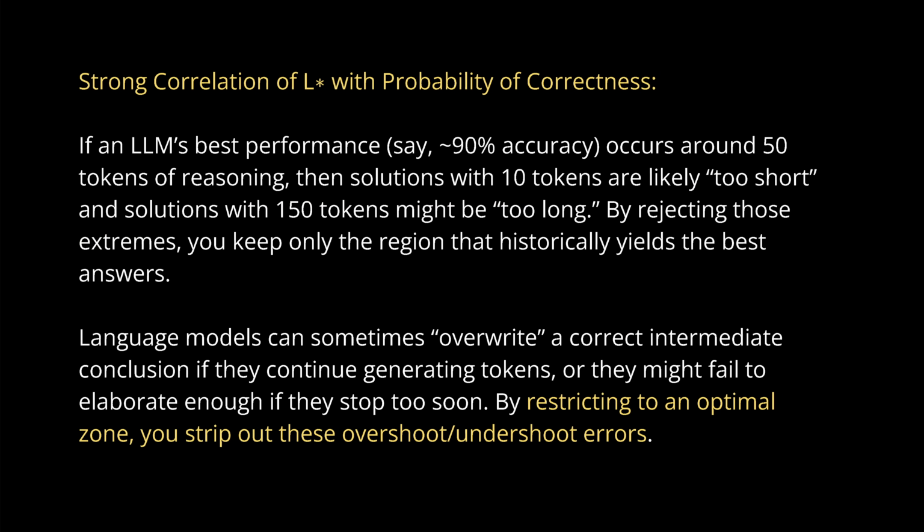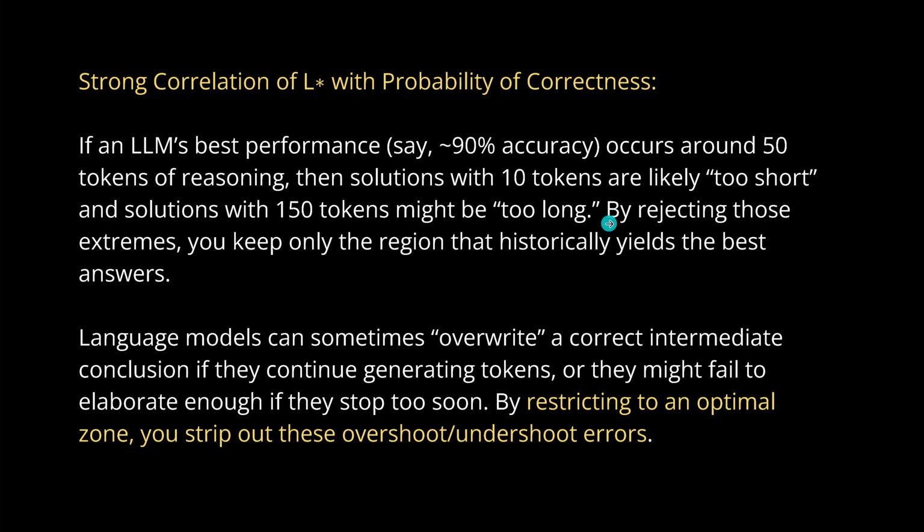They tell us there's a strong correlation here of the perfect length L star with the probability of correctness. So you see, we are going back to the probability of correctness, but it's a beautiful study. Please read it yourself. They argue that if the LLM's best performance at 90% accuracy occurs around 50 tokens of reasoning, then a solution with a 10 token string is likely too short, and a solution with 150 tokens of reasoning might be too long.